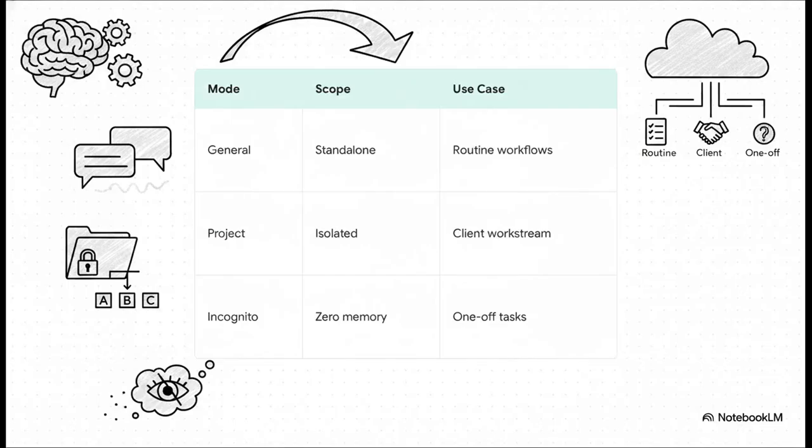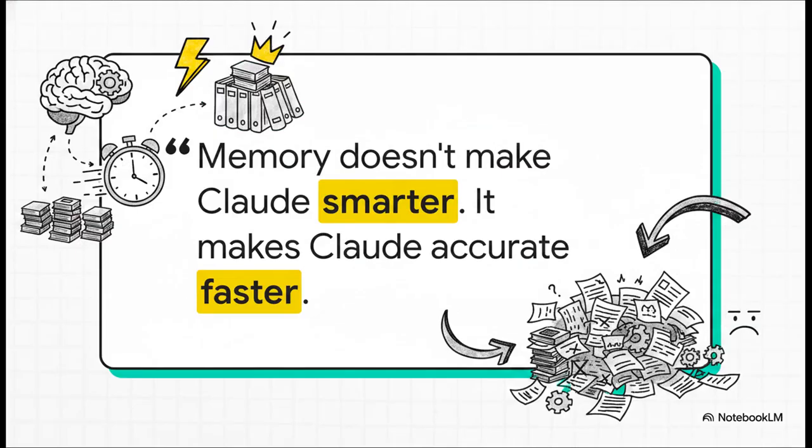Now, you might be wondering how to manage different types of work. Well, you can effectively compartmentalize how this memory is applied. So general memory covers your routine, standalone workflows, but if you're working with very specific clients, you'll want to use project memory, meaning what Claude learns in client A's project stays completely isolated right there. And for those highly sensitive, maybe one-off tasks, just jump straight into an Incognito chat so absolutely zero memory extraction happens.